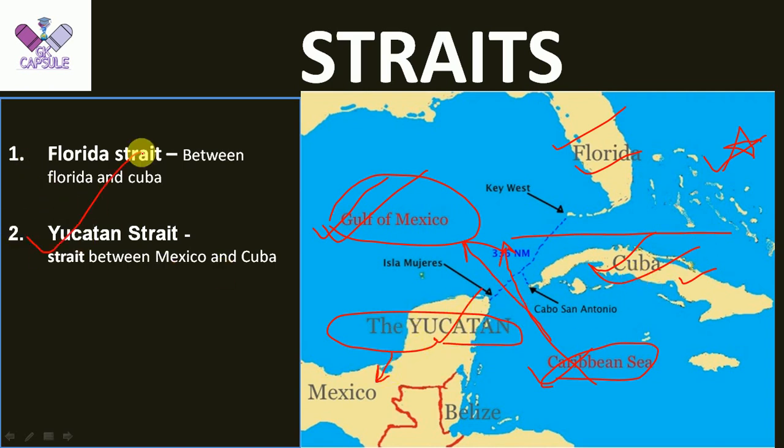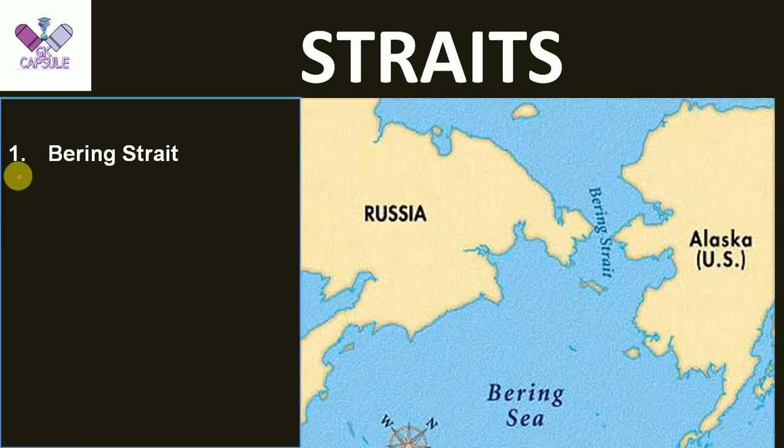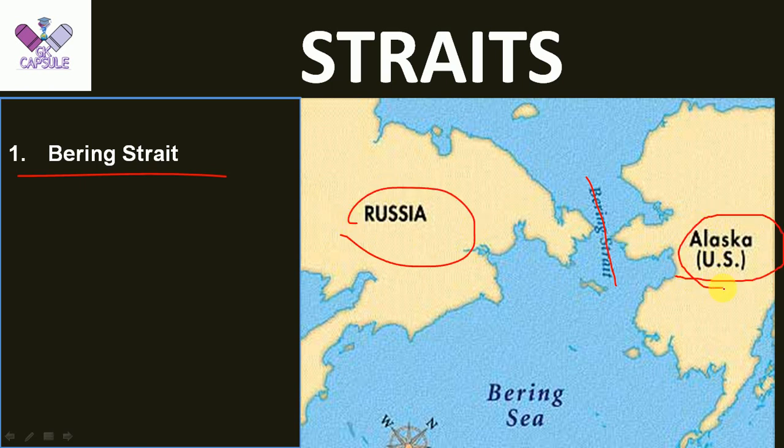Now let's move further. So this is the Bering Strait. So the location of Bering Strait is this, and it is between Russia and Alaska, that is a part of USA. And please remember one thing, that this Bering Strait passes through the International Date Line. Okay, so now let's move further.